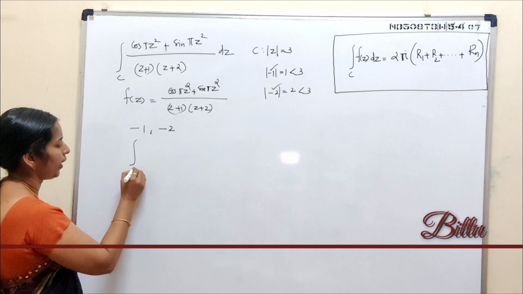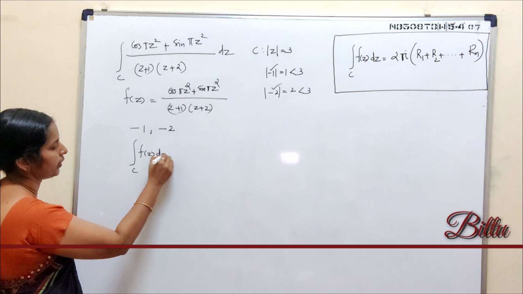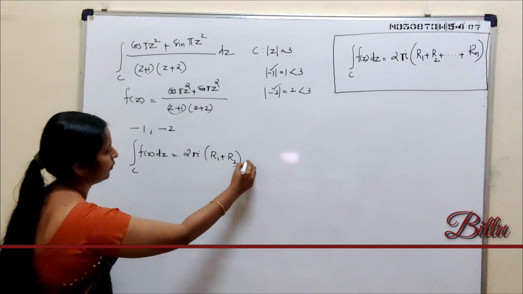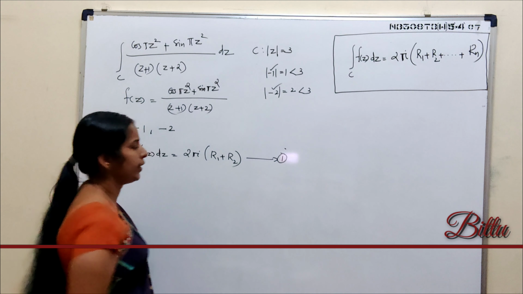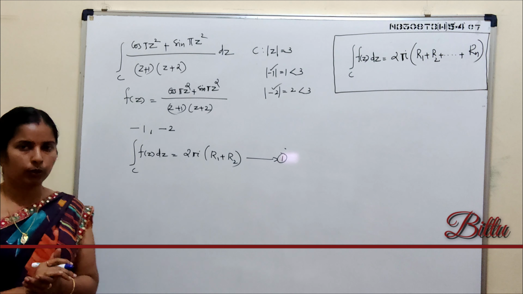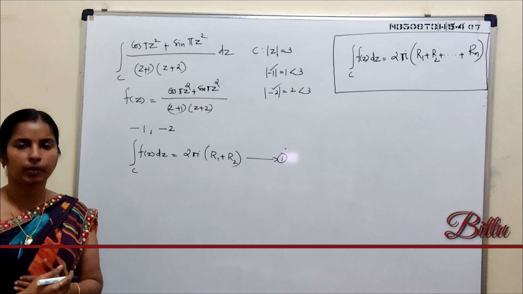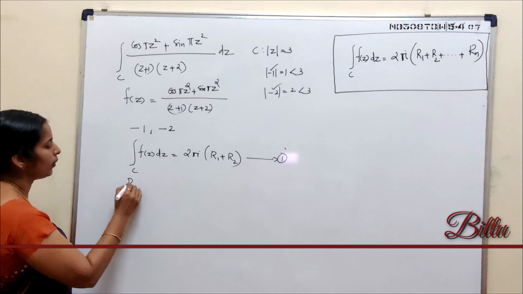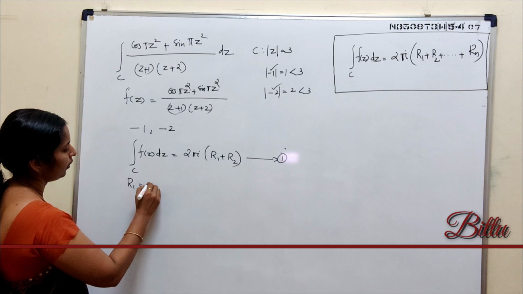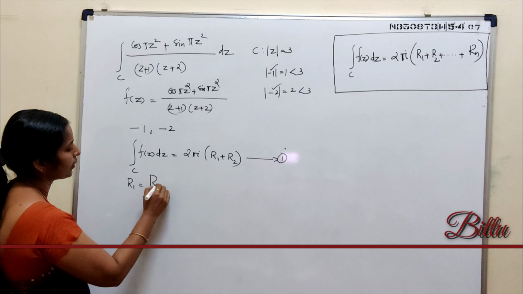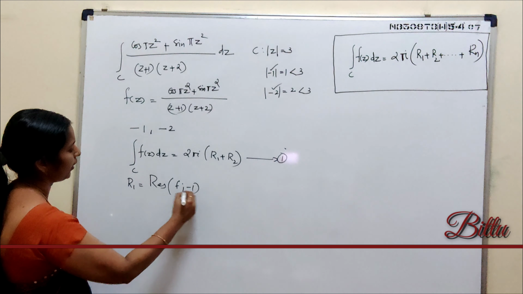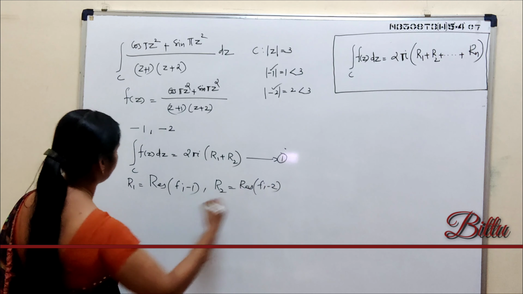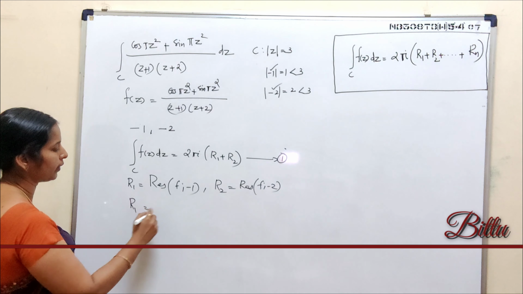So, by residue theorem, we have integral over C f(z) dz is 2 pi i into (R1 plus R2). This is equation number 1. Next, we have to evaluate R1 and R2 and substitute in equation number 1, and we will get the answer of the given integral. You can consider R1 as the residue of f at minus 1 and R2 as residue of f at minus 2.